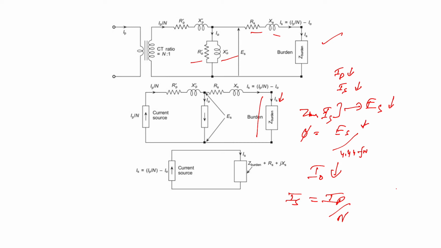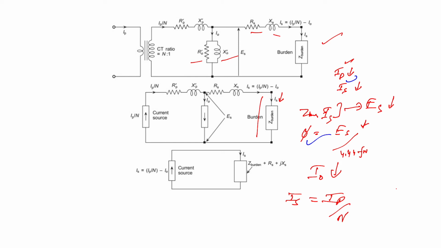Now let us suppose that the primary current increases. If the primary current increases, the secondary current also increases, and if the secondary current is increased, this causes the secondary induced voltage to increase. The increased secondary voltage is met with an increase in the working flux, that is phi. It will also increase, and as the flux increases, the transformer draws a higher value of the magnetizing current.